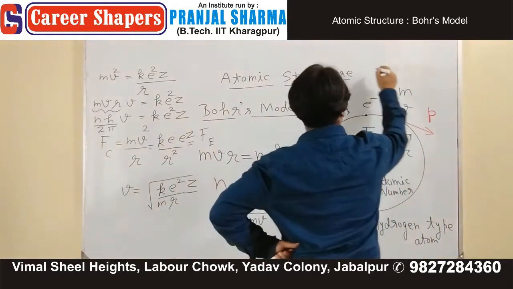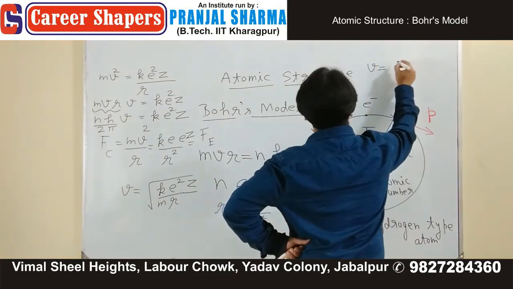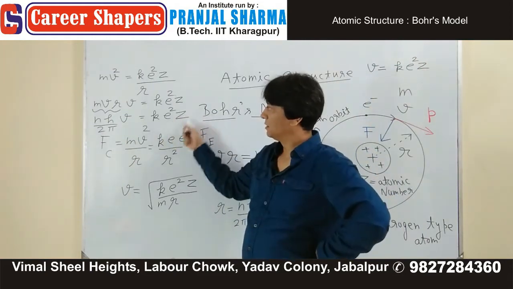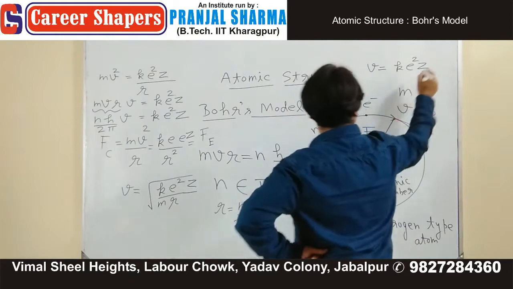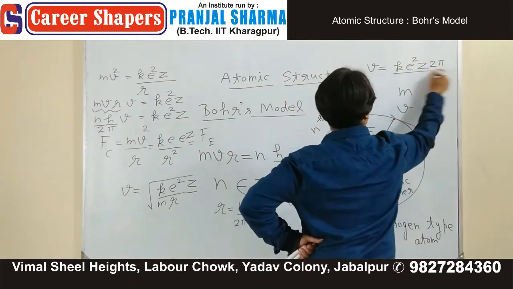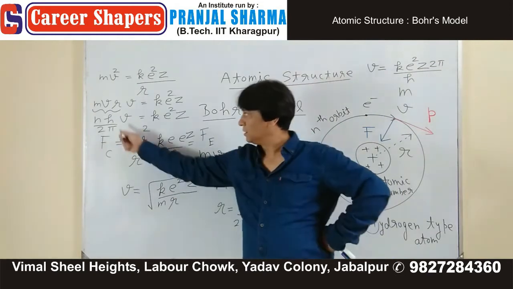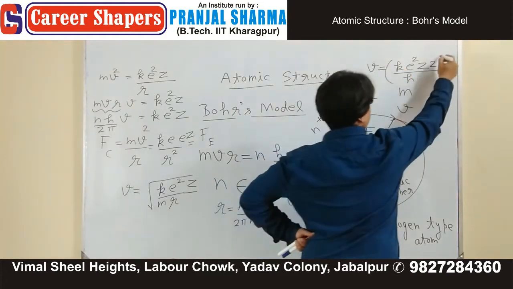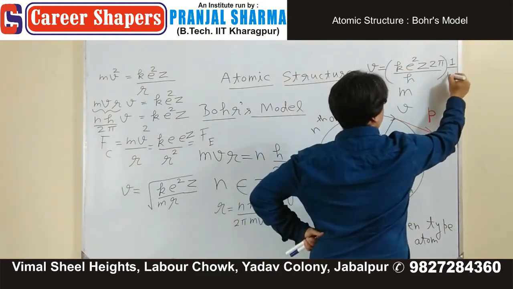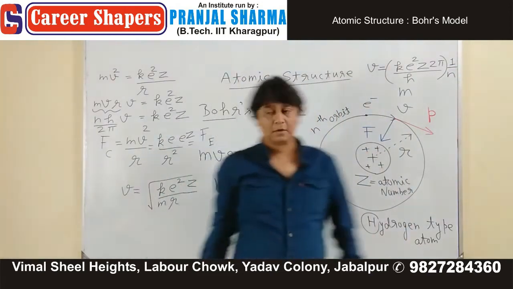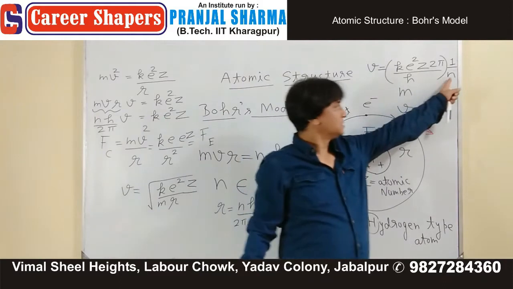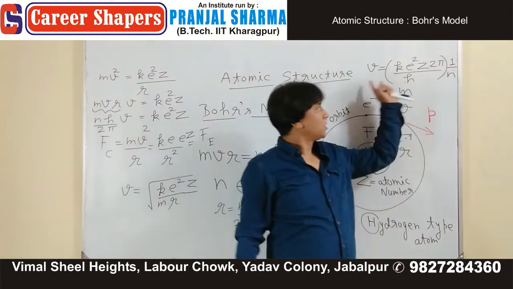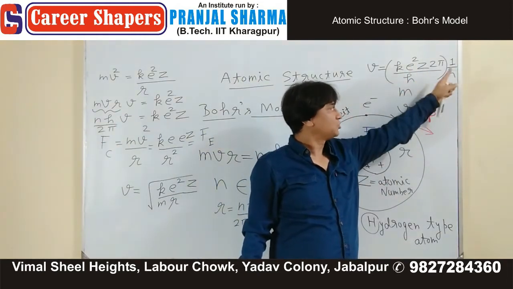This gives us V as K e square Z into 2 pi divided by H, multiplied by 1 upon N. This N is this N. This is N, this is H. So I've got V as K e square Z, 2 pi upon H, 1 upon N.